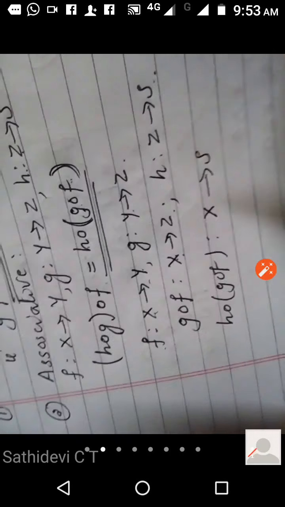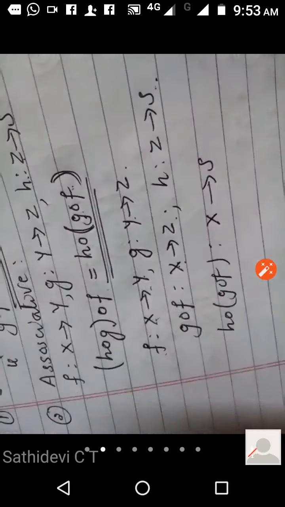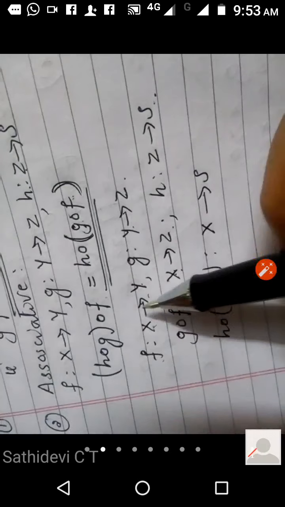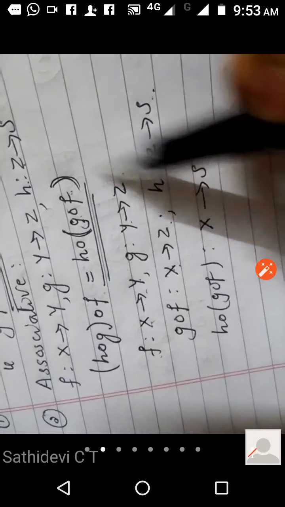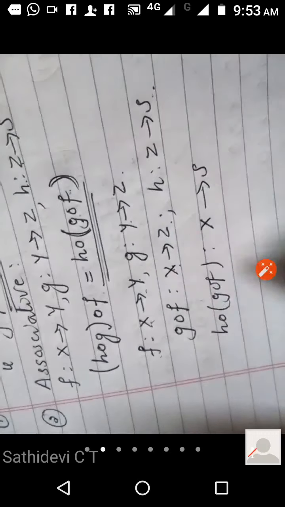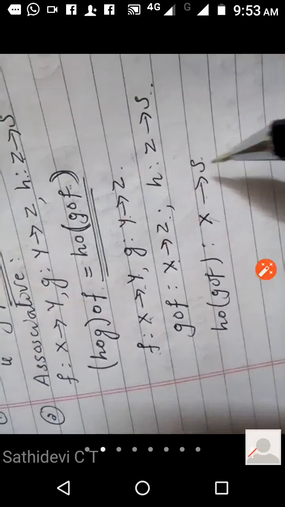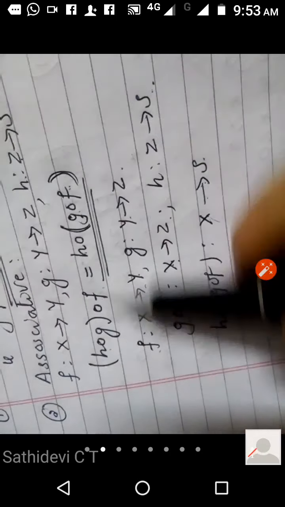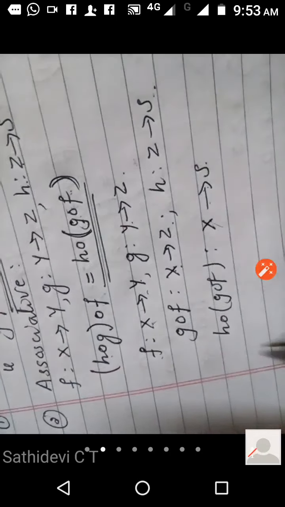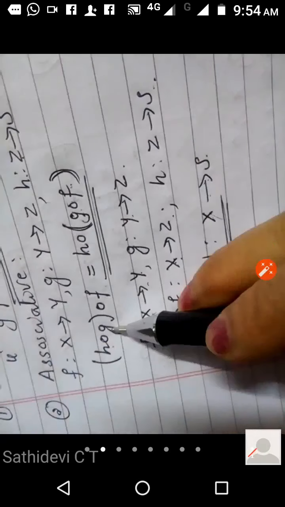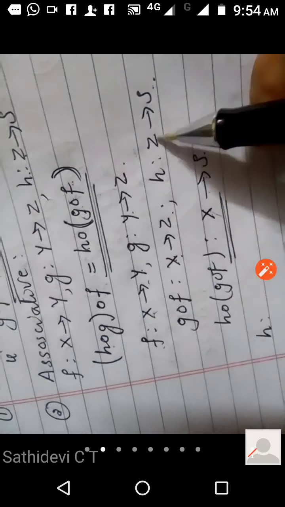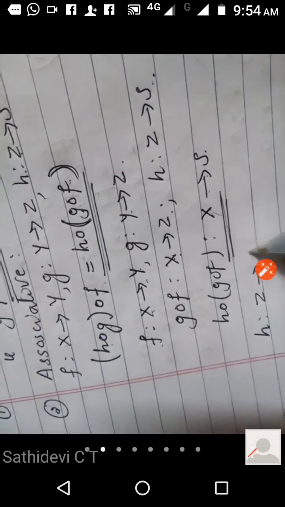You try to understand how it is written, because if the starting concept is clear, you can easily understand this. There is no need of drawing the diagram. If you want, you can roughly draw the diagram and also see how it is possible. So H composite G composite F is a function from X to S. What about this? You will see this. That is the first part. Here H is a function, we have taken Z to S.